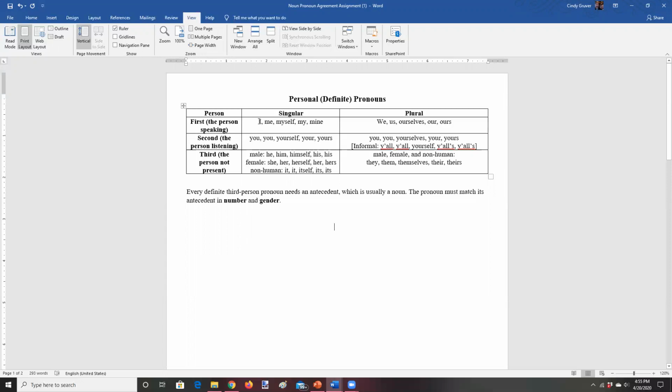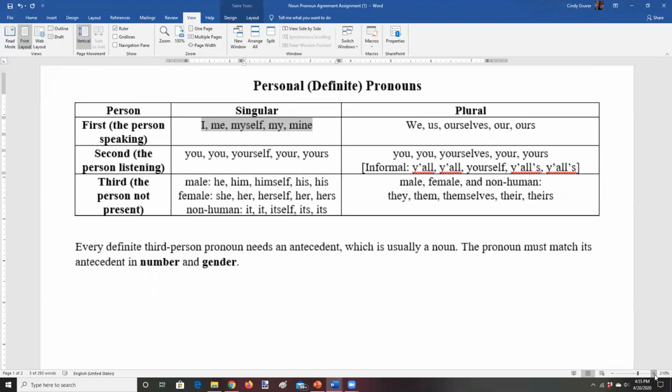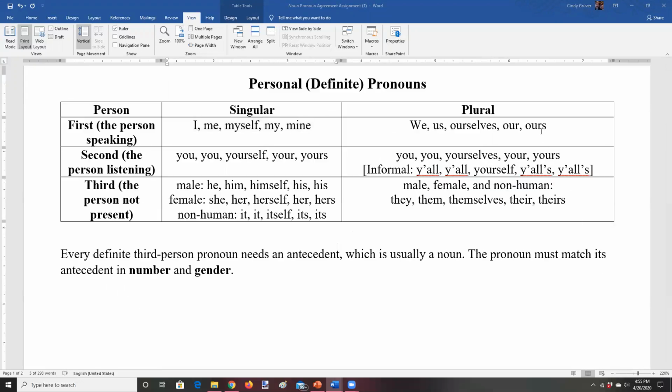So let's look at first person. In the singular form, these are the words that we're playing around with: I, me, myself, my, and mine. Today we're not going to talk about when we use I versus when we use me or myself or my or mine, but we all agree these terms mean the same person. When I say them, it means Cynthia Groover. When you say them, it means you.